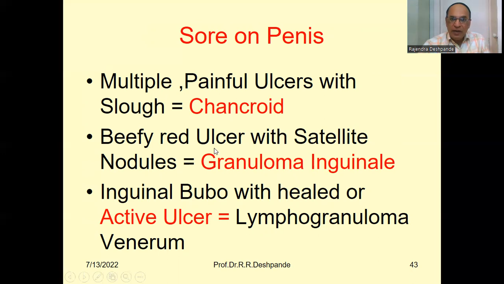Then granuloma inguinale: a beefy red ulcer, very red, with satellite nodules. And in lymphogranuloma venereum: inguinal bubo with a healed or active ulcer. The ulcer may already be healed or it may be an active ulcer, but the most important feature is lymph node enlargement in the inguinal region, which is called a bubo. Don't forget this word bubo.